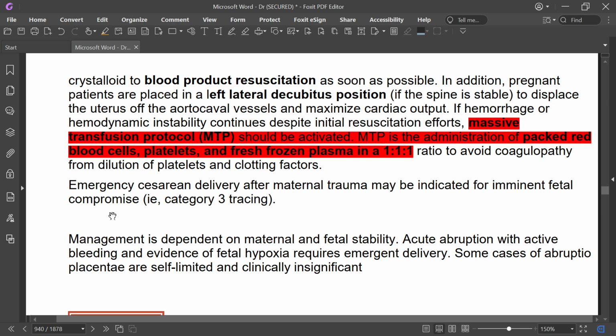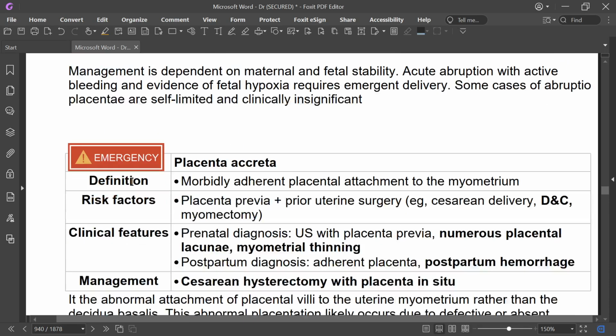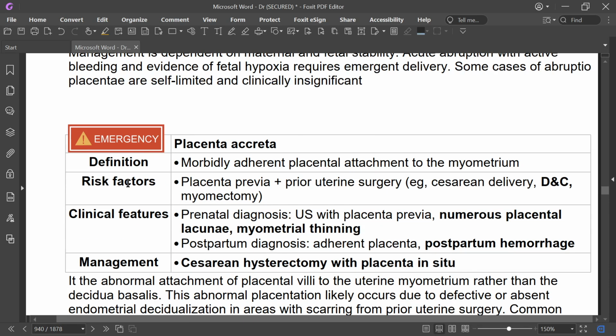Management is dependent on maternal and fetal stability. Acute abruption with active bleeding and evidence of fetal hypoxia requires emergent delivery. Some cases of abruptio placentae are self-limited and clinically insignificant.